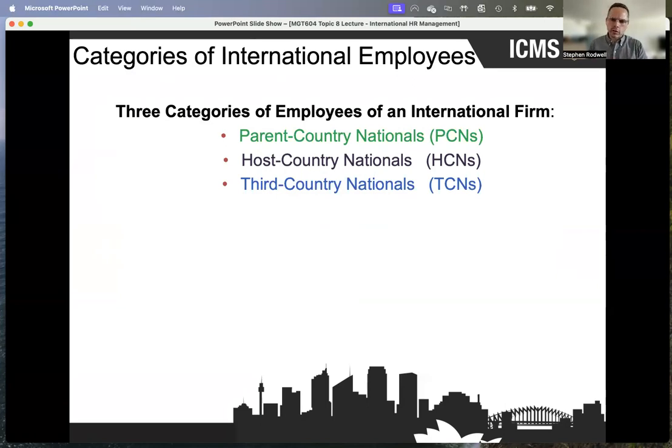And then you've got third country nationals. That is someone from another country working in that host country. So say, for example, we've got a Malaysian employee working in Singapore for us as the parent company, then that is a third country national.